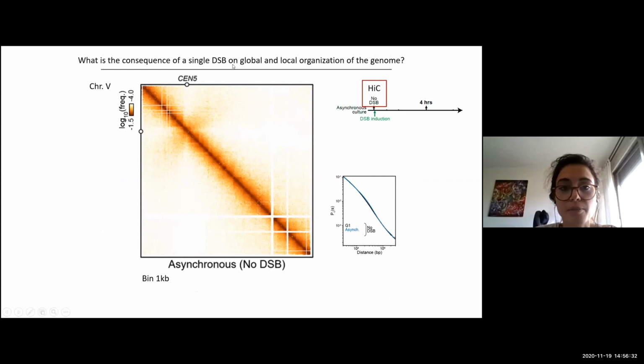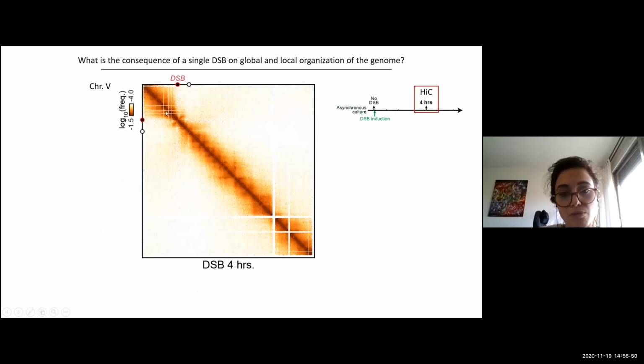Here is the contact map of chromosome 5 before galactose addition. As you can see, it is mainly featureless and mimics the structuration of a G1 population, which is consistent with the fact that this population is mainly enriched in G1.